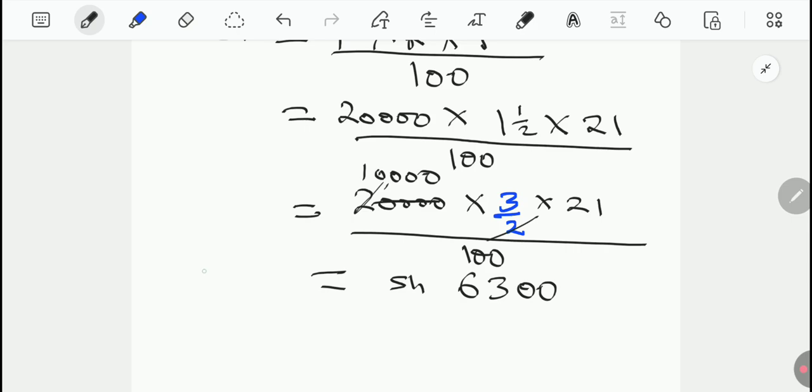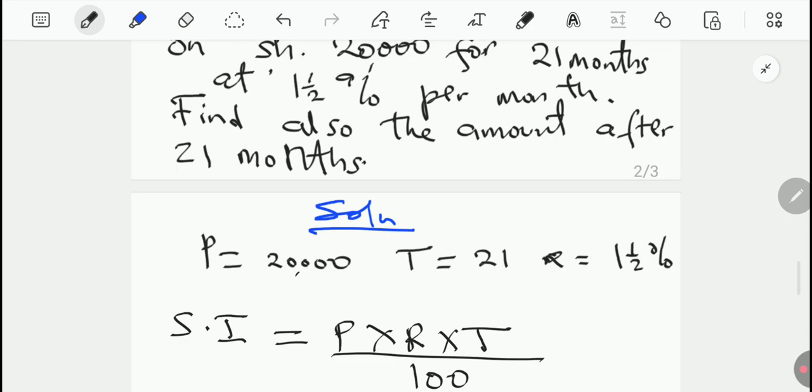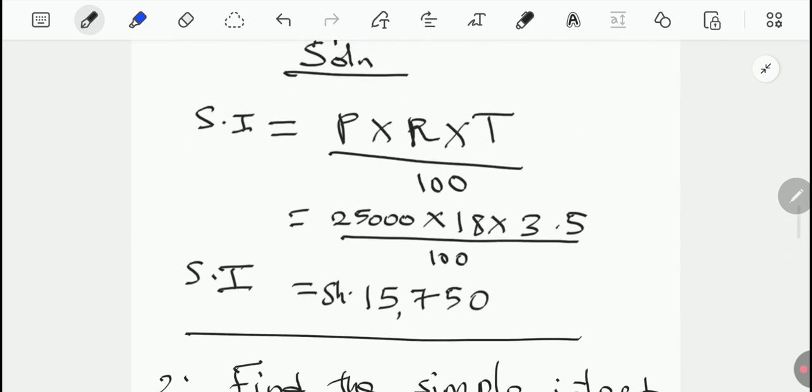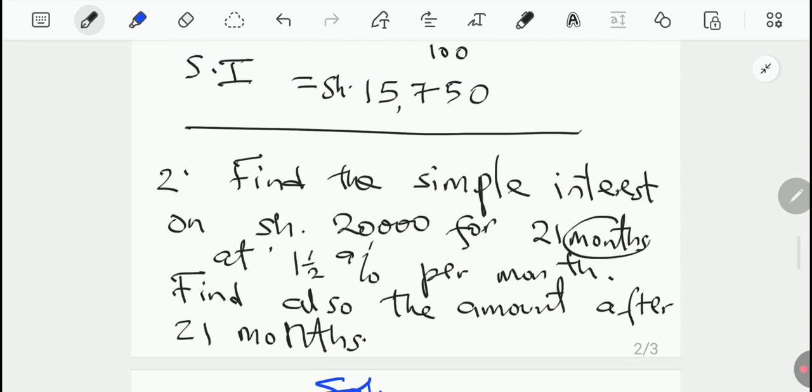Now we can get the amount as well. Amount is equal to principal. That's the simple interest, that's the interest that it will accumulate after 21 months. Since they are all in months, it's okay. You don't need to convert it to years like that, since they are all in months. And also the rate. That's that.